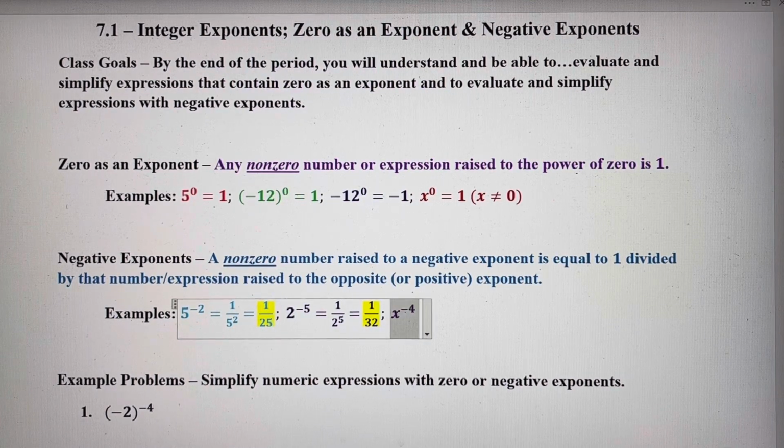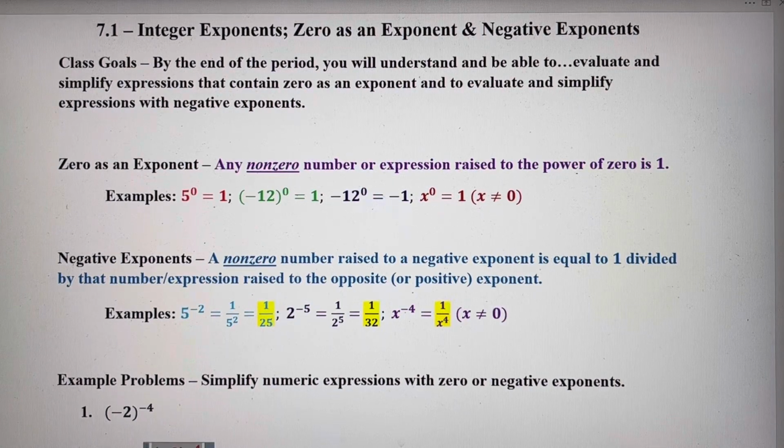Next one, x to the negative 4. Whether you're dealing with numeric bases or variable bases or algebraic bases, nothing changes. We're going to move that through the fraction to the denominator, and we get 1 over x to the 4th. We also have to remember we're talking about non-zero numbers. In this case, x can't be 0, or we would have an undefined expression. All right, so let's move down to the example problems. Let's give these a try.